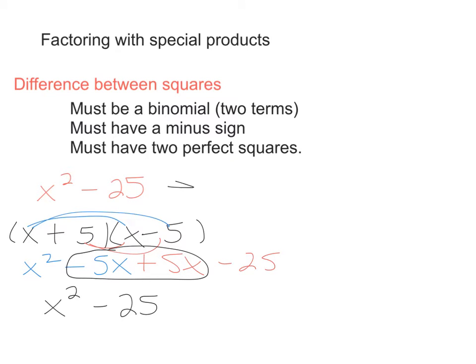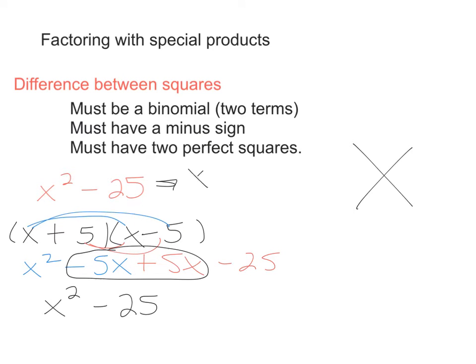So a shortcut here is just going to be the answer of x plus 5, x minus 5. That's the factored form. Now, you may be wondering, can I still do the X with this? Yes, you can.